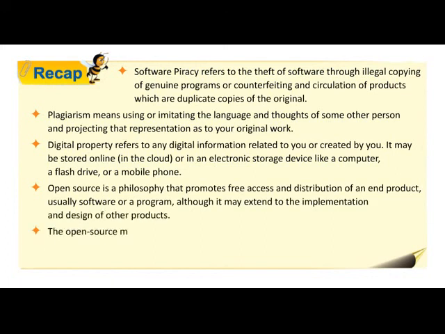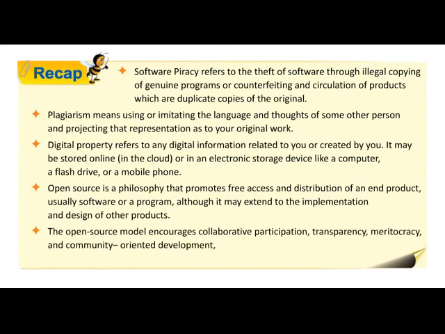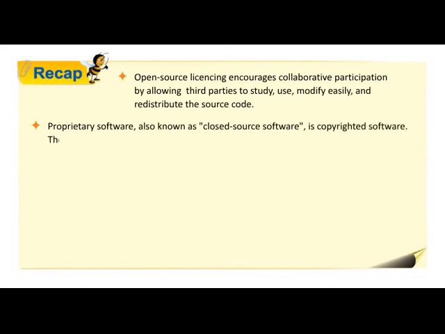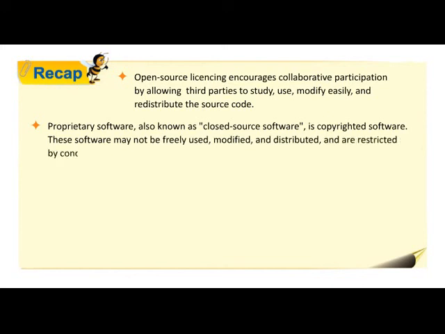The open source model encourages collaborative participation, transparency, meritocracy, and community-oriented development, where programmers publish their versions of the software back to the community. Open source licensing encourages collaborative participation by allowing third parties to study, use, modify easily, and redistribute the source code. Proprietary software, also known as closed source software, is copyrighted software. This software may not be freely used, modified and distributed, and is restricted by conditions predefined by its publisher, vendor or developer.